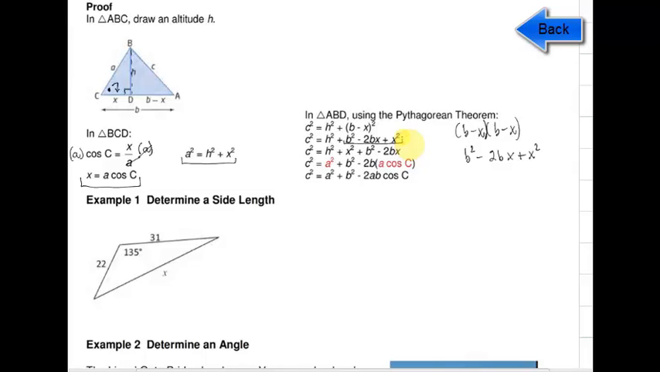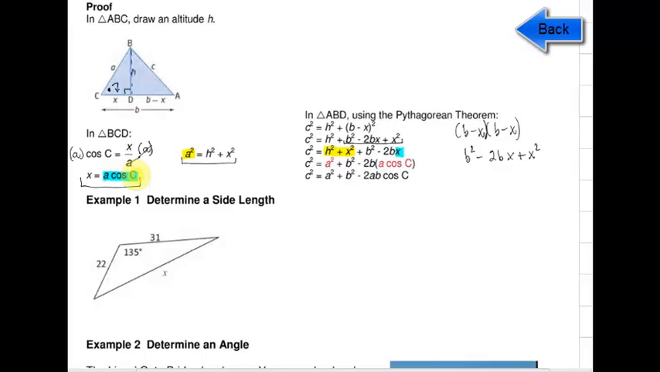Then I'm going to go over to the left again, and I'm going to see if I can do some substitution. First of all, I know that H squared plus X squared is equal to A squared. And I have an H squared plus X squared here, so I can replace that with A squared. And the other thing is I know that X is equal to A cos of C. So notice that you have an X here, and that's equal to A cos of C.